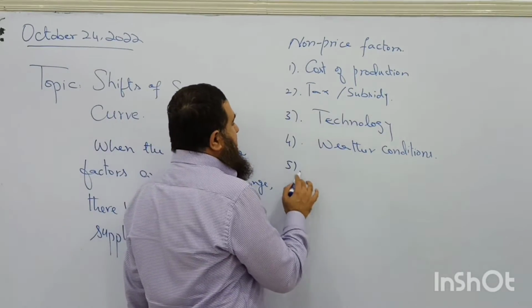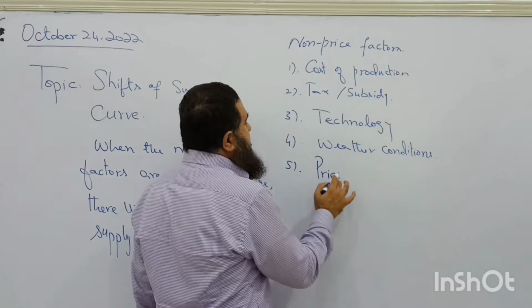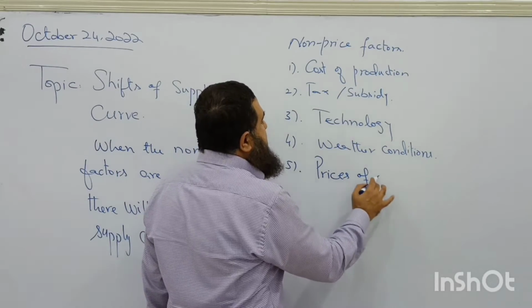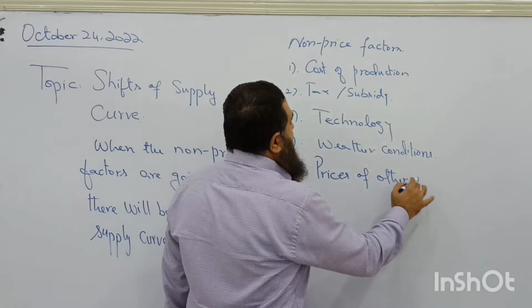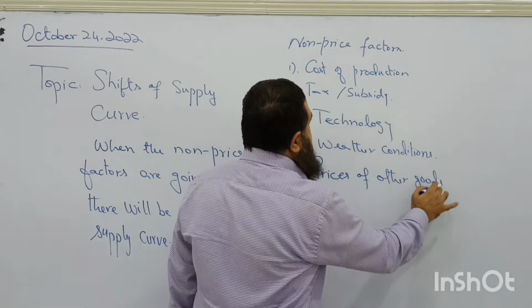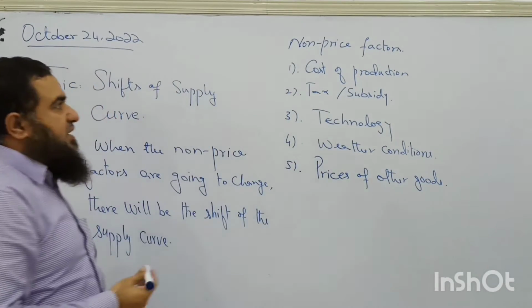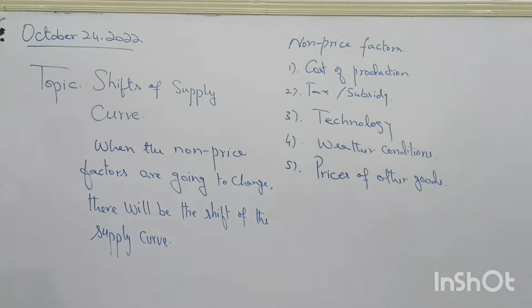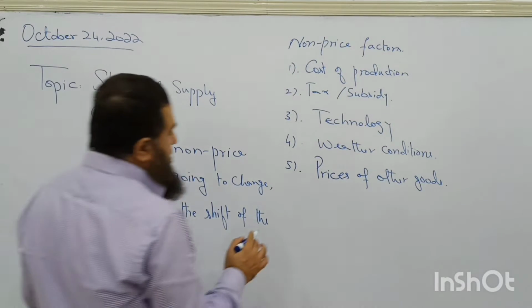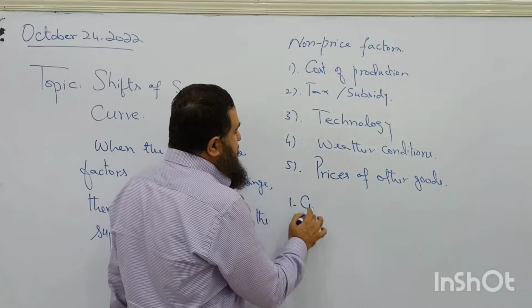Now the fifth one is the prices of other goods. There can be other factors as well, but they are any factor which is non-price, other than the price of the product. If that is going to affect the supply, there will be shift of the supply curve either towards right or toward left. Now first of all we are going to study if cost of production is going to change.